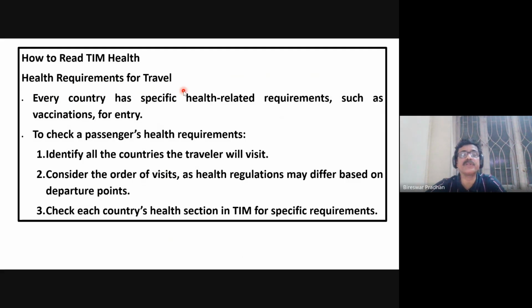Health requirements for travel. Every country has specific health-related requirements, such as vaccination for entry. It is a common factor. To check a passenger's health requirements, identify all the countries the traveler will visit. Consider the order of visits, as health regulations may differ based on the departure points. Check each country's health section in TIMATIC for the specific requirements.